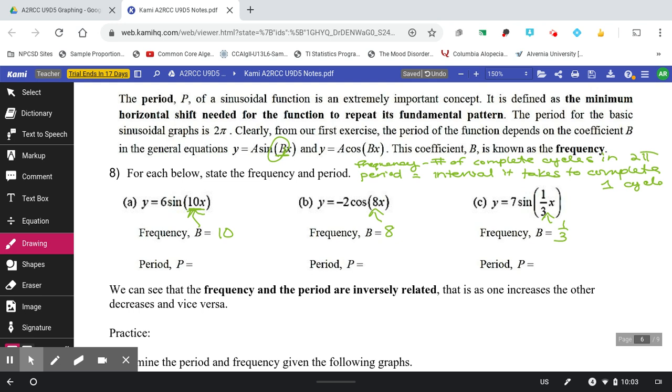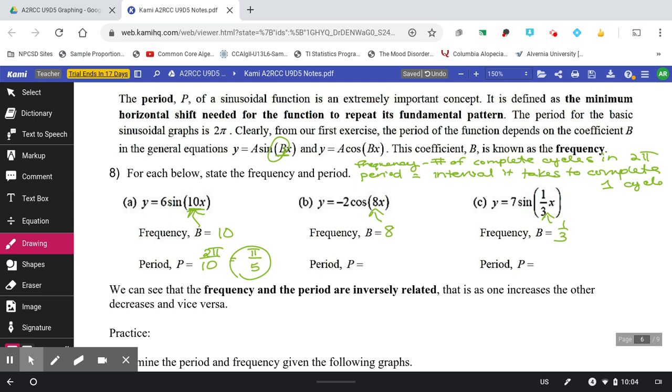So if it's completing 10 cycles in a 2 pi period, that means that 2 pi divided by 10 would be the interval for one cycle, right? Or you can say 1/5 pi or pi over 5. That is the period. That is the interval it takes for one cycle, because 10 of them would then continue, and then you would have 2 pi.